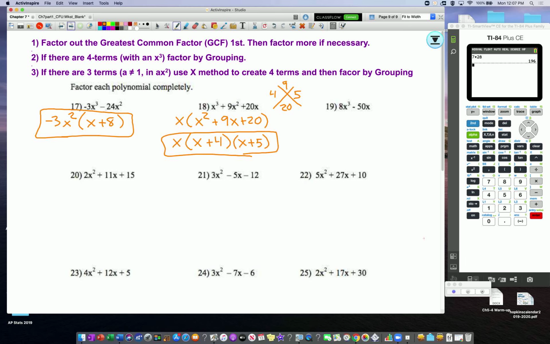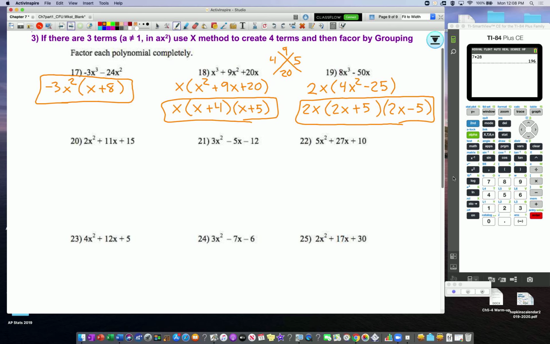Next one, check to see what they have in common, 8 and 50. Let's see, they share a 2, and they also share an x. So I'm left with 4x squared minus 25. Perfect square difference. Gotta factor it farther. So I get 2x plus 5, 2x minus 5. Again, I'm just taking the square roots of these. So I kind of threw a little curveball at you there.